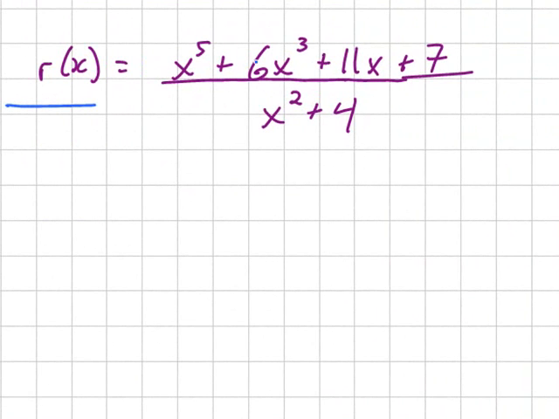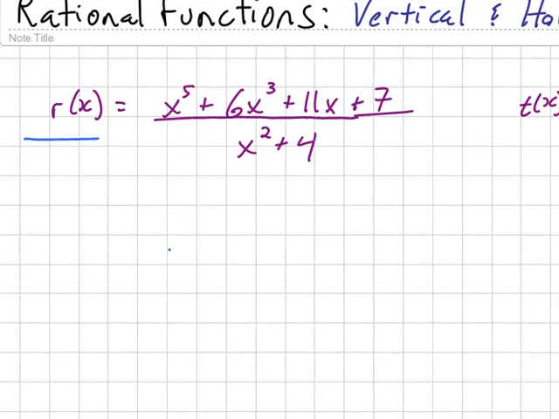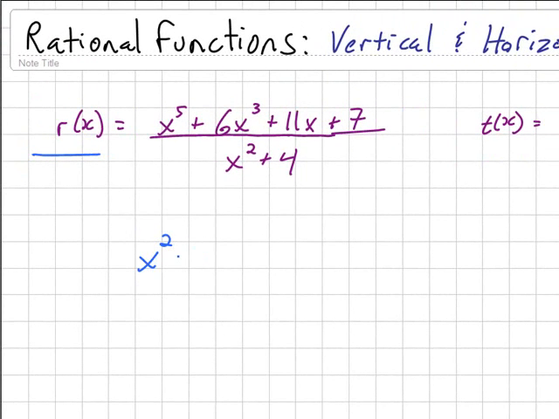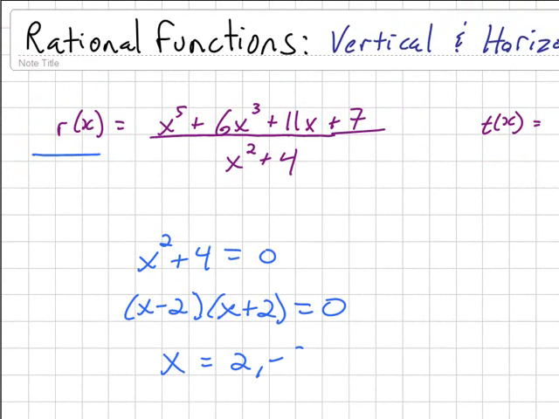The first thing we need to do to find the vertical asymptote is essentially find out where the function is undefined for x in the denominator. So we simply take the bottom part of the function, set it equal to 0 and solve. We're left with (x minus 2)(x plus 2) equals 0. So this is where x equals 2 and negative 2.